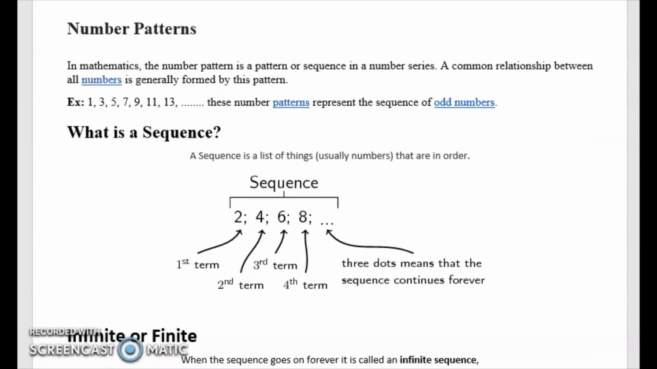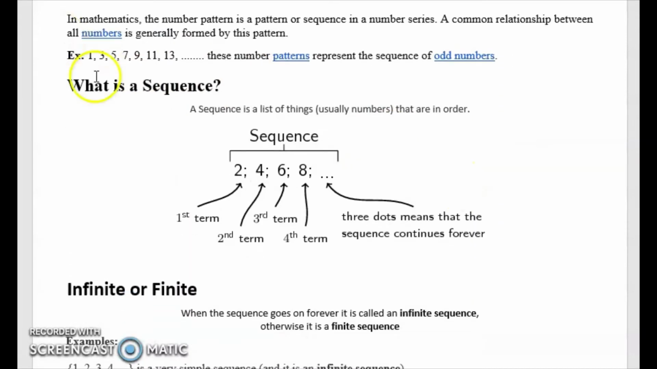First, what is a sequence? A sequence is a listing, usually of numbers, that are in order. An example is 2, 4, 6, 8. The first term is 2, the second term is 4, the third term is 6, the fourth term is 8. The three dots mean to infinity, or endless, so it is continuous. This is also called an ellipsis. Okay.